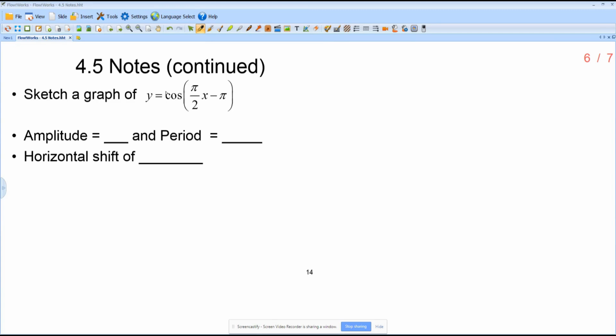The amplitude here, 1. The period, 2 pi over the coefficient, pi halves. So that becomes 2 pi times 2 over pi, which means our period is just 4. No pi in that at all. Your horizontal shift comes from c over b, which in this case is pi over pi halves, which gives me pi times 2 over pi, which is just 2. It's counterintuitive, so this is to the right 2.